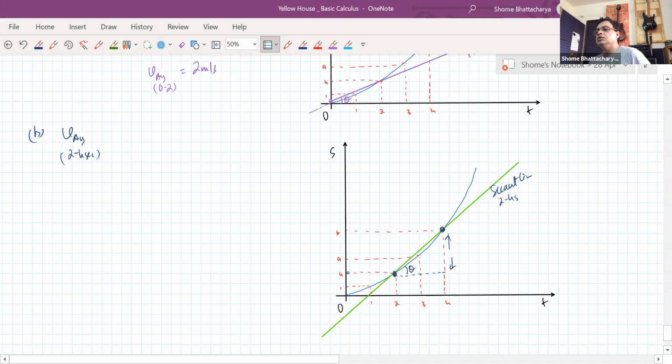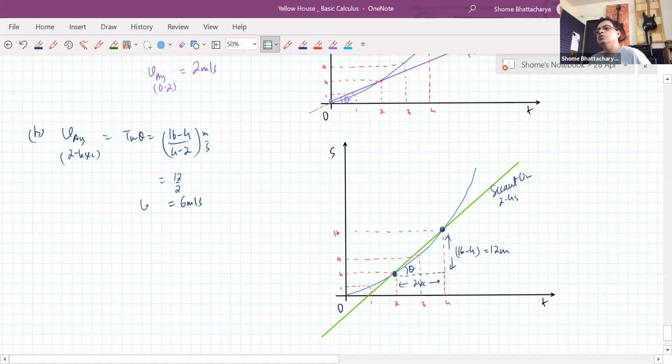So this you can see is 16 minus 4, or a distance of 12 meters in a time interval of 2 seconds. So 6 meters per second.